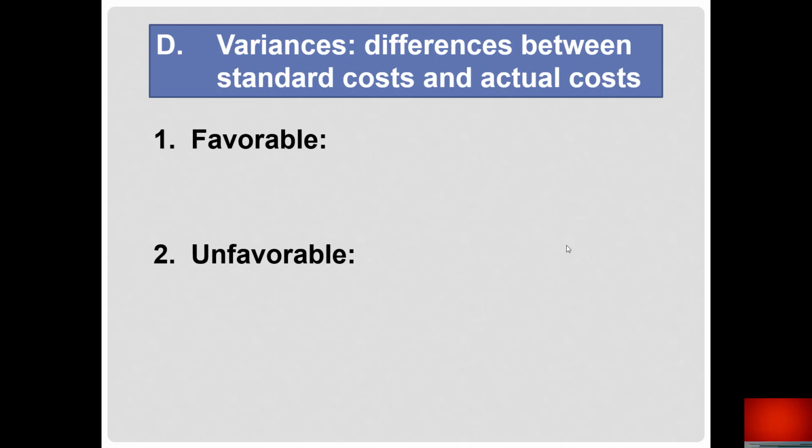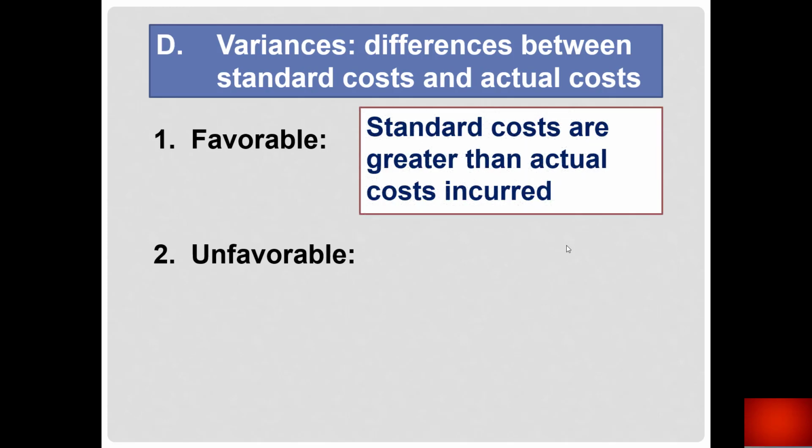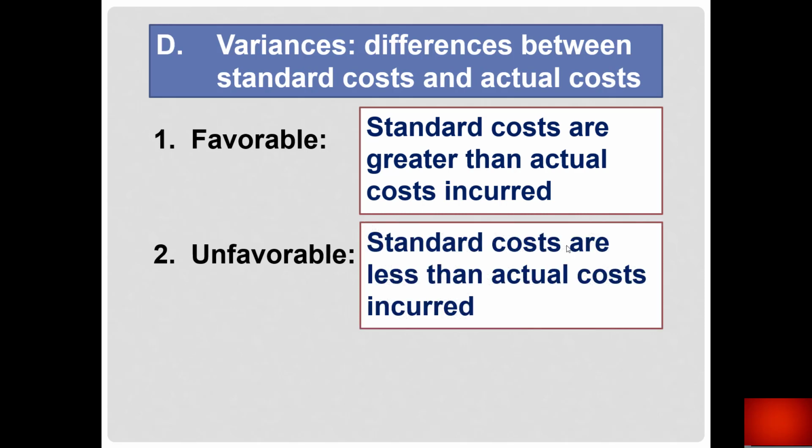Once you calculate the amount of a variance, you will want to identify if it's favorable or unfavorable. When your standard costs are greater than what you actually incurred, this is a favorable variance. And when your standard costs are less than actually incurred, this is an unfavorable variance. So in other words, you want costs to be less than expected.